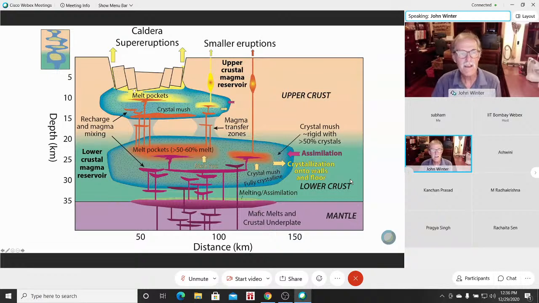And notice I tried to show a caught-in-the-act replenishment event of some of this melt going into this melt pocket, which overpressures this pocket and releases a caldera supereruption of rhyolite. Here's an escape that might make a smaller eruption instead.